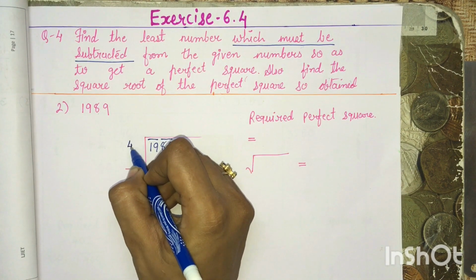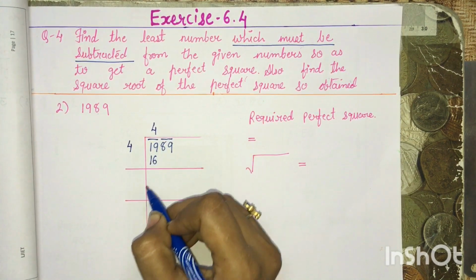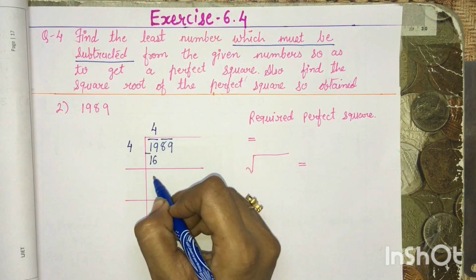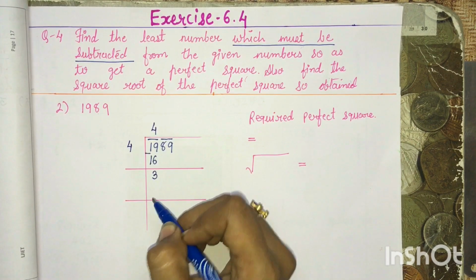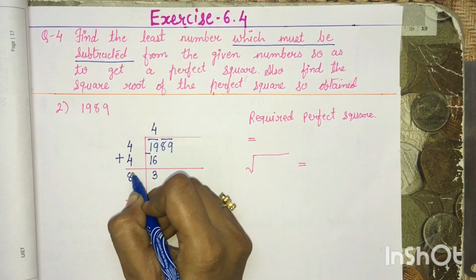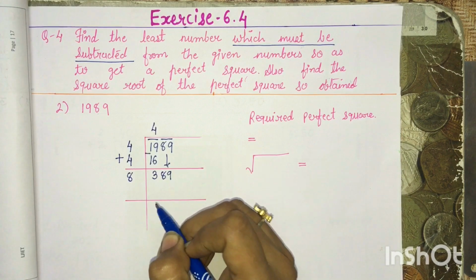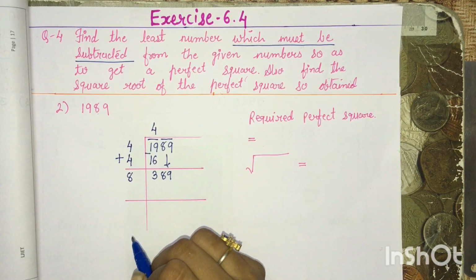So we'll start from 4. That is 4 4s are 16. Taking subtraction, we are left here with 3. Adding the same number over here, we'll get 8. Bringing this 89 down, the new number is 389.